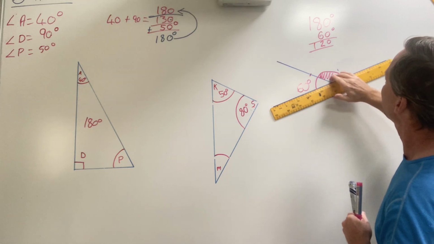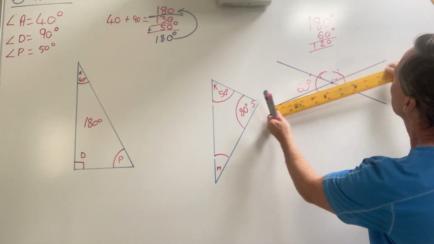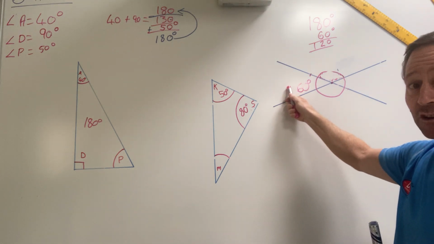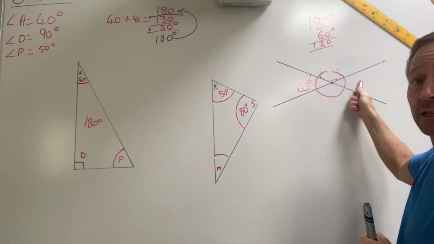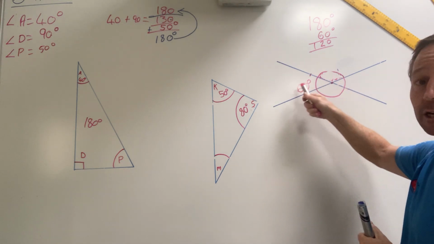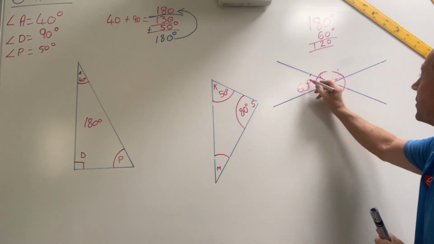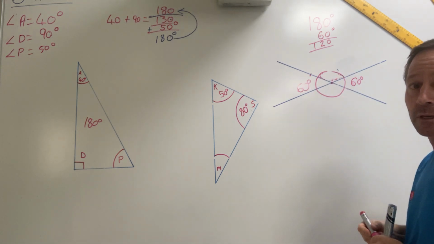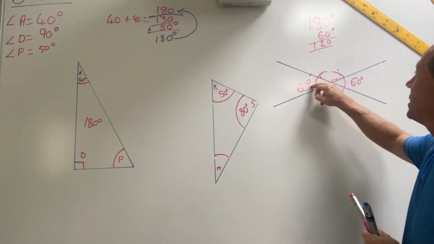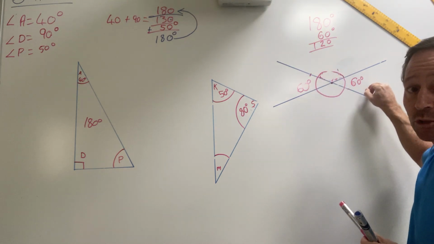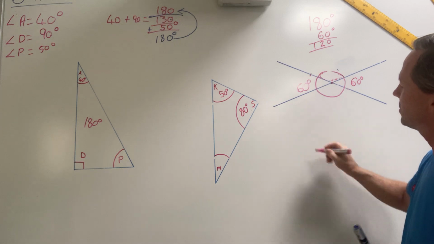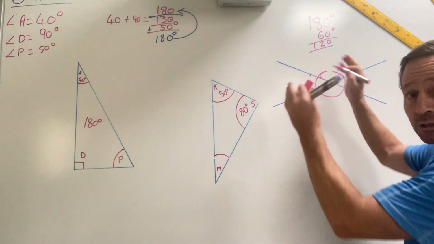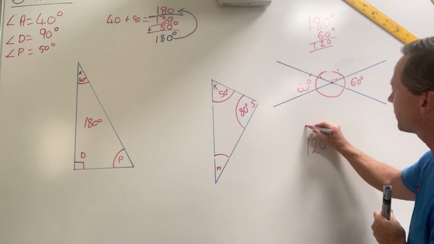Let's rub that one back out again. This is 60 degrees. Vertically opposite angles are equal. Vertically opposite. So if this one's 60 degrees, this one will be 60 degrees as well. And again, 60 plus 60 is 120. We know angles in a whole circle will be 360.